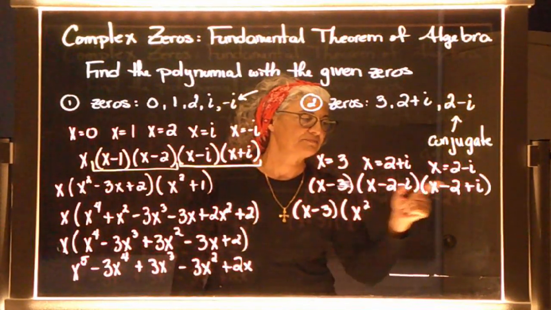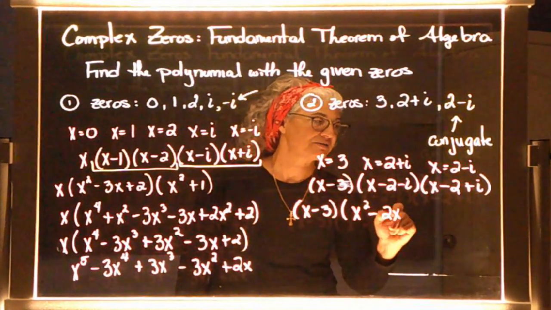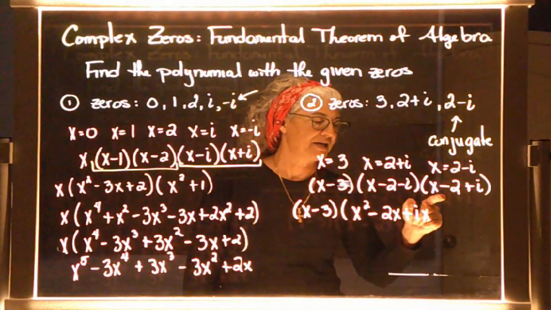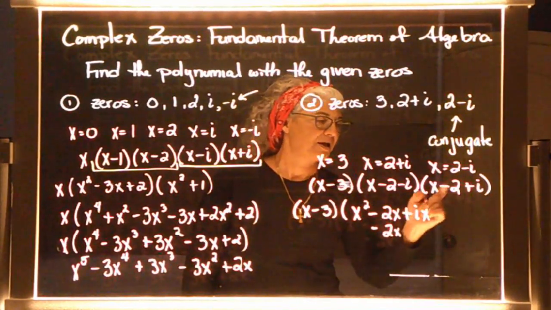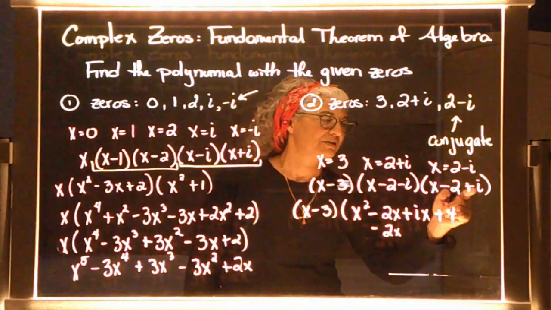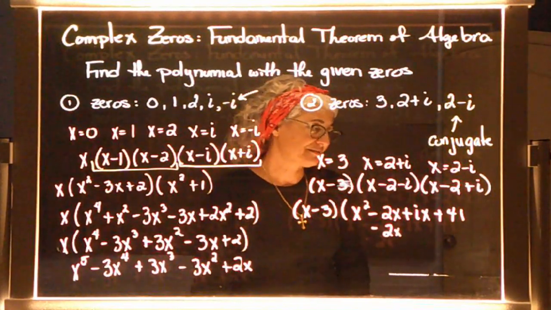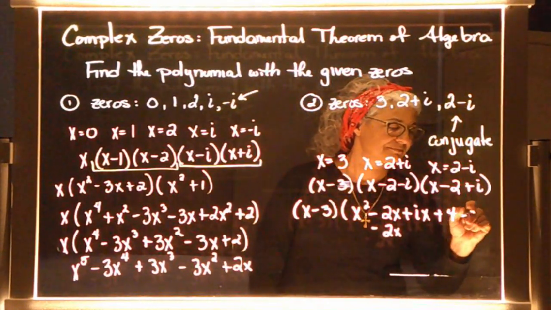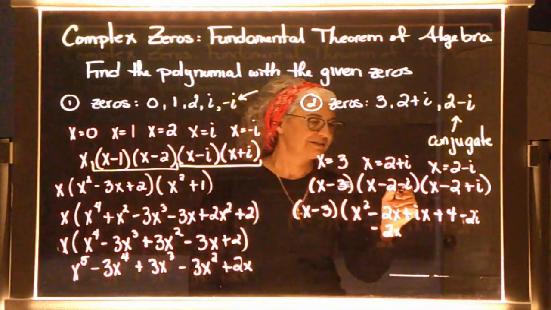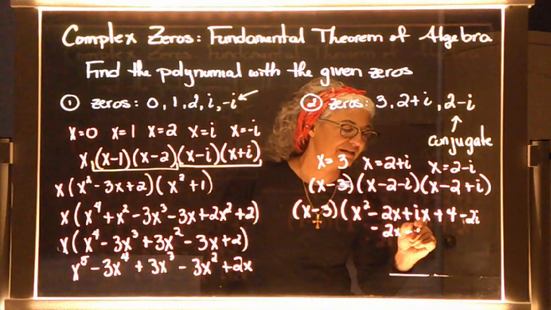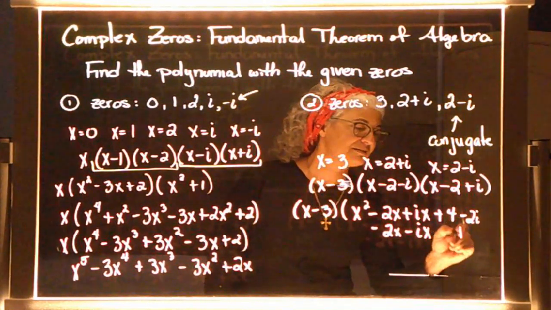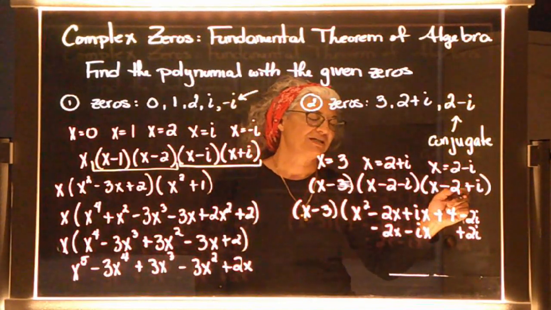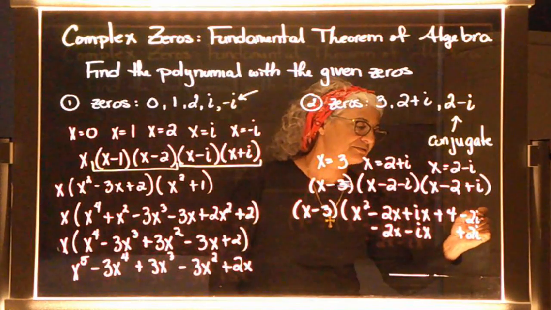So I have an x squared, I have a minus 2x, and I have a plus ix. I have minus 2x, plus 4, minus 2i. And let's distribute this i. I have a minus ix, a positive 2i, and a negative i times a negative i is, that's right, a negative i squared.